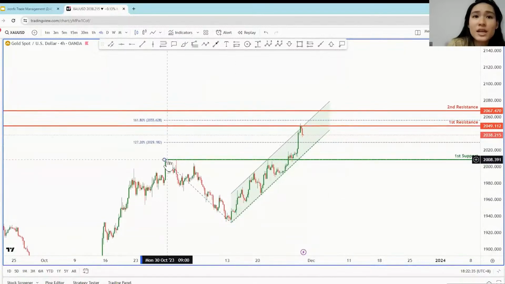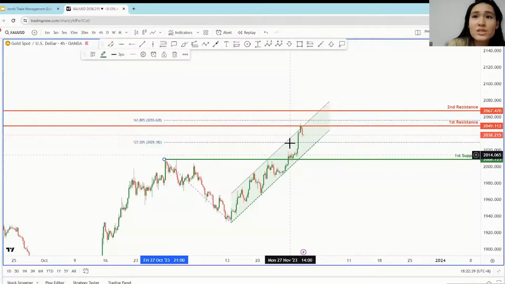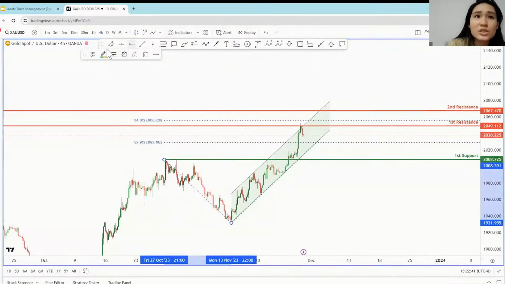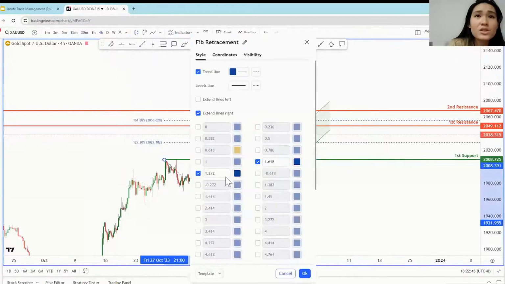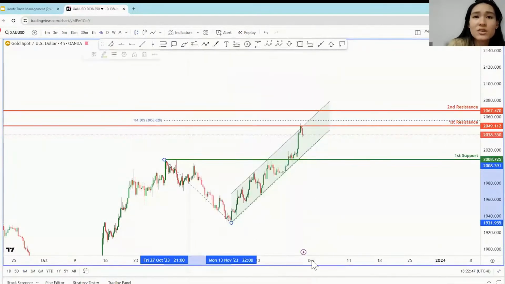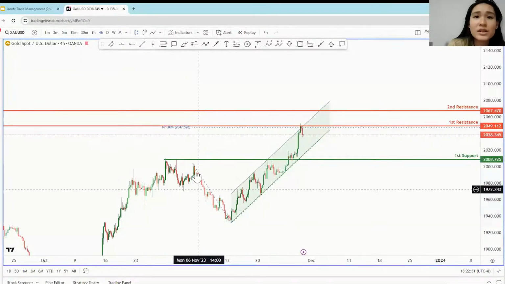And we can see that price did reverse off of our first resistance, which is in line with our 161.8. It doesn't have to line up exactly, just as long as it's near that area, that's good enough. Or actually, let's take it from here.